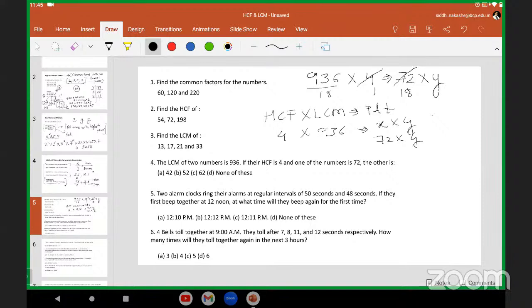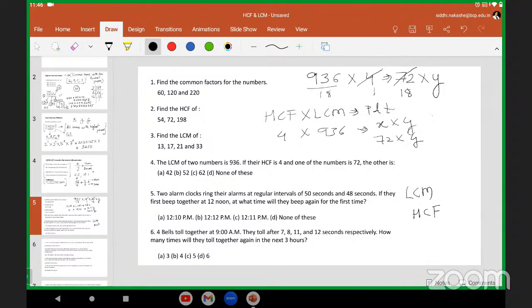So now see what question number 5 says. There are two alarm clocks that ring their alarms at a regular interval of 50 seconds and 48 seconds. If they beep together at 12 noon, what time will they beep again for the first time? Such questions have two things, either LCM or HCF. Suppose there are alarm 1 and alarm 2 and they beep together. So the first beep was at 12 noon.